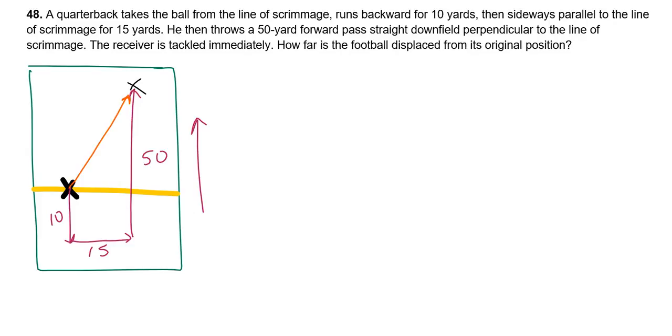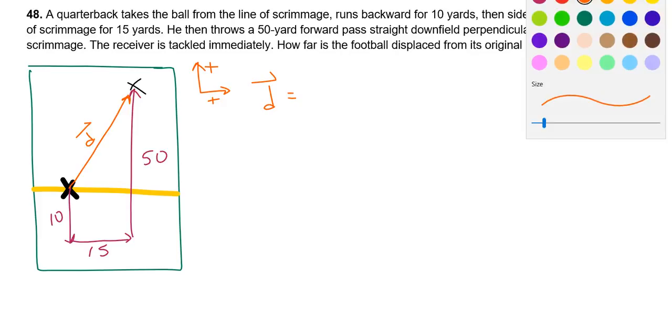So if we treat downfield as positive and to the right as positive, we're going to be able to translate all of these purple vectors into, we're going to be able to add them all up to get to our orange vector. So our orange vector here, which I'll call vector D, is just going to be the addition of all these little purple vectors.